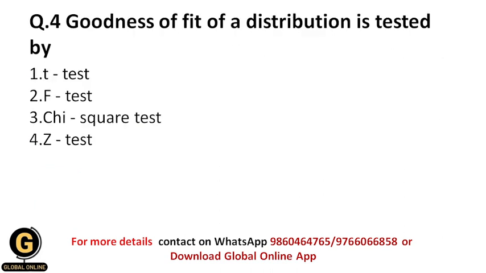Okay, next, goodness of fit of a distribution is tested by. Now goodness of fit of a distribution is tested by which statistical technique? So whether it is t-test or f-test or chi-square test or z-test. Okay, so students, let us see first of all what is goodness of fit of a distribution. So goodness of fit is basically a test, and this is a statistical technique. Okay, and here we see how well sample data fit a distribution from a population with normal distribution exactly. Okay, and there are lots of methods to determine the goodness of fit test. So one of them is the chi-square test.